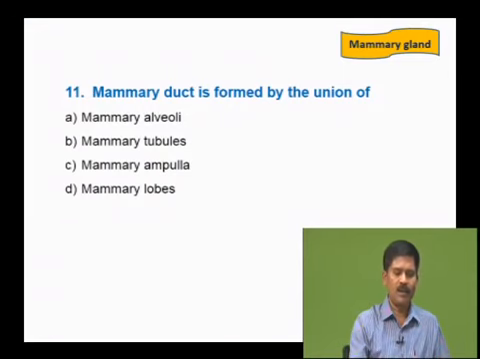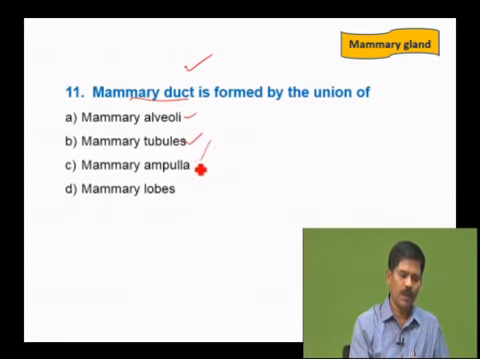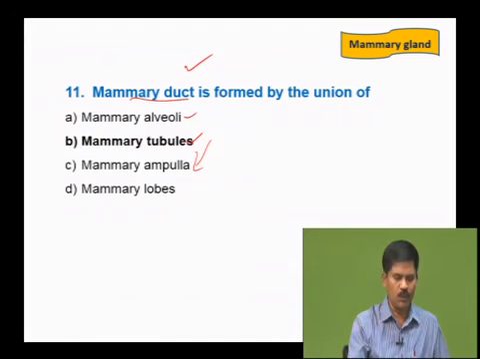Coming to the next one, mammary duct is formed by the union of. Mammary breast structure, I was telling you how the flow of milk happens. So mammary alveoli are milk secreting cells. They open into mammary tubules. Mammary tubules open into mammary duct. So what is the right option? Mammary tubules. When these mammary tubules join, the mammary duct is formed. The mammary ducts open into the mammary ampulla. The mammary ampulla opens into the lactiferous duct, which opens outside at the tip of the nipple. So therefore the correct option is mammary tubules.